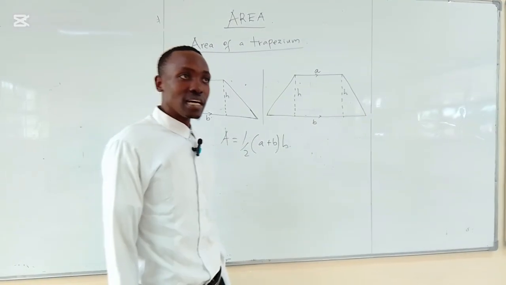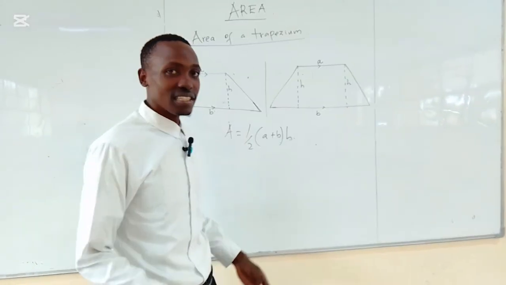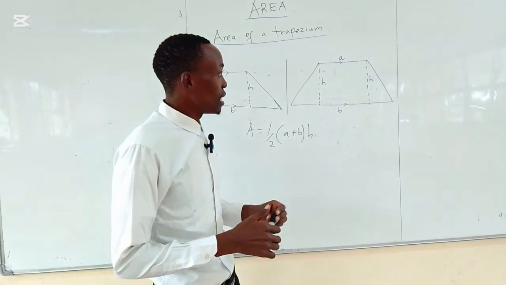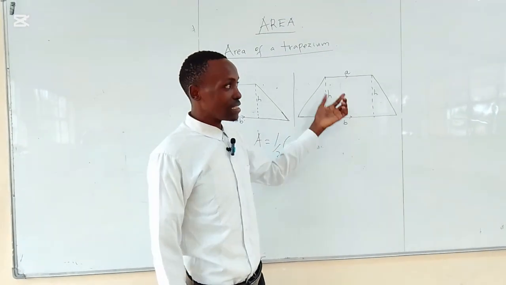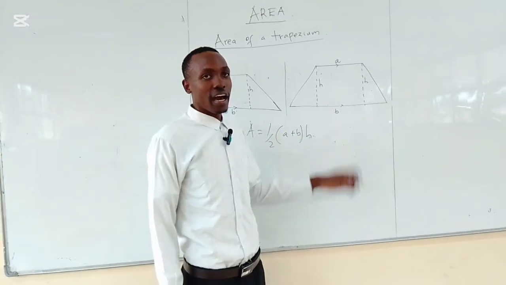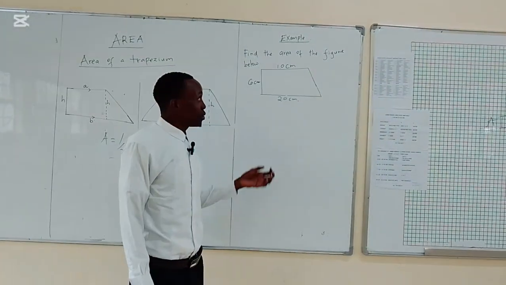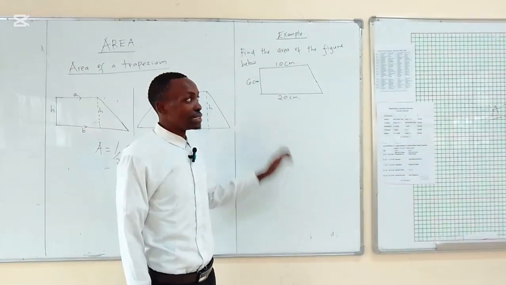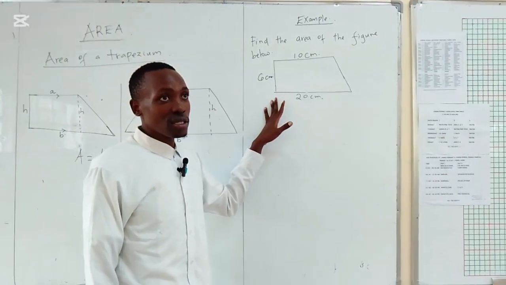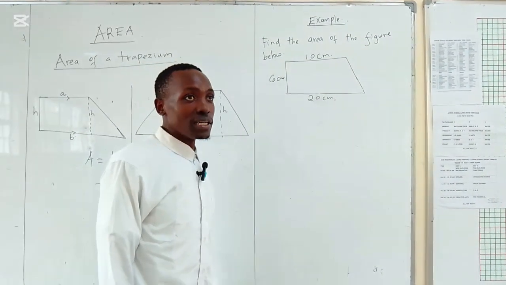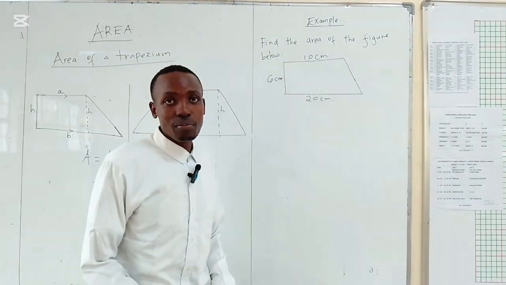So we are going to do an example to illustrate how you can get the area of a trapezium, given the values of the two parallel lines and the height. So in an example, we can be given this question. We want to find the area of the figure below. The figure is this one. So this shape is a trapezium, and we want to find the area of the trapezium.